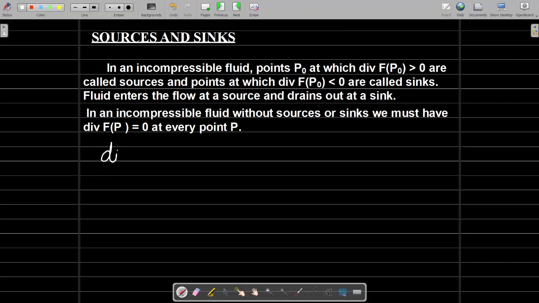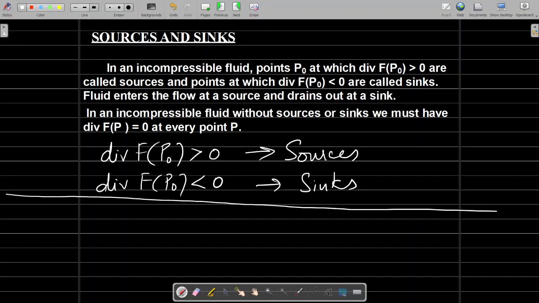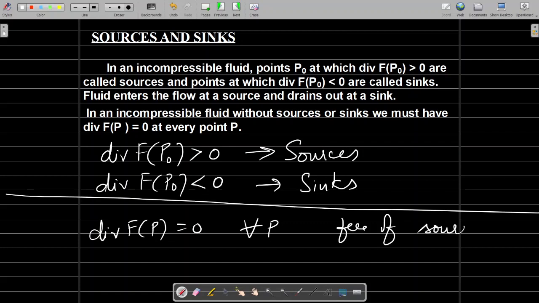If divergence of f at some point, say P naught, is greater than 0, then we have sources. If divergence of f of P naught is less than 0, then we have sinks. And if divergence of f of P is equal to 0 for all P, then we say that it is free of sources and sinks.